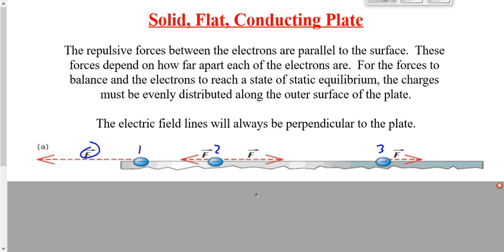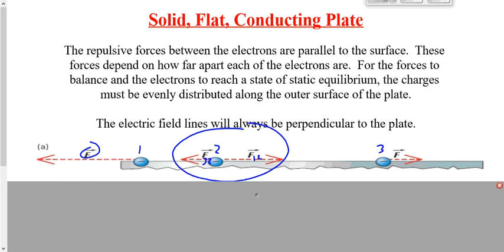Now, number 3 is pushed to the right as a result of number 2 and as a result of number 1. That's a smaller force because 2 and 1 are closer together than 2 and 3. But those aren't the two charges that I want to focus on here. I want to focus on charge number 2. Charge number 2 is pushed to the right by number 1. We'll call that F12. And it's pushed to the left by number 3. We'll call this F32. Why is F12 bigger?